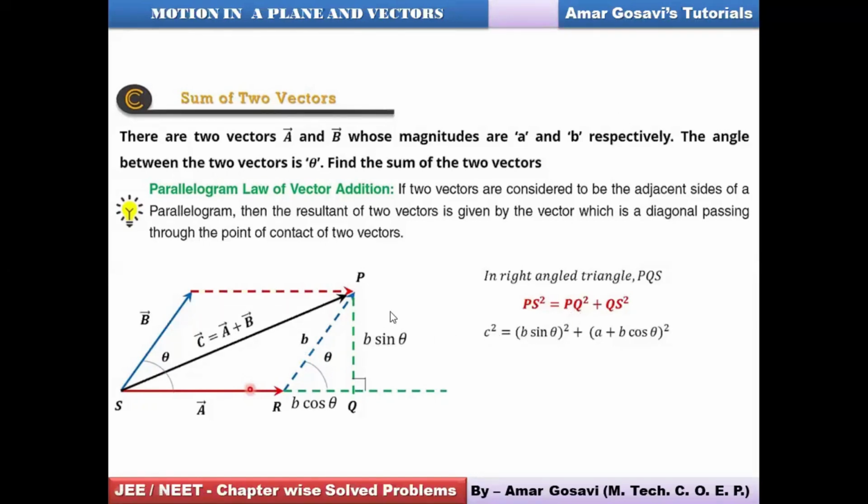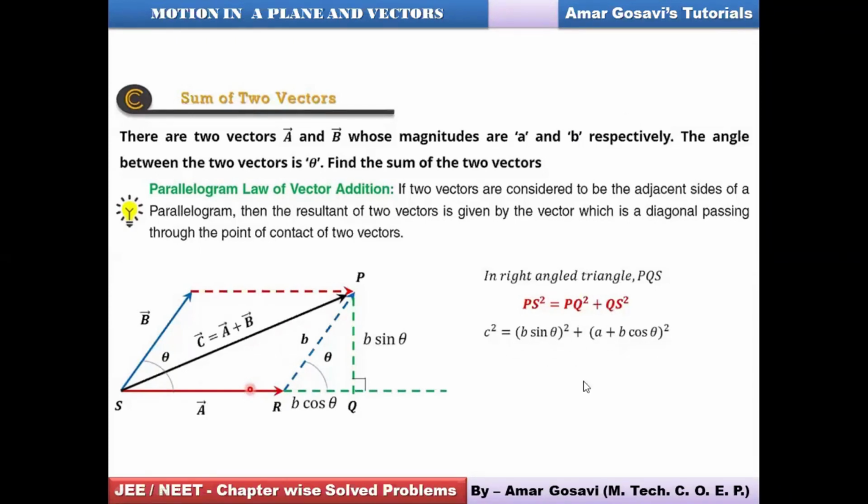PQ, now we all know what is PQ, B sine theta. Just put it as B sine theta square. QS is A plus B cos theta. You can see QS, this entire thing in totality, will be A plus B cos theta, because we have considered the magnitude as small a and small b in this case. So QS can be represented as A plus B cos theta square.